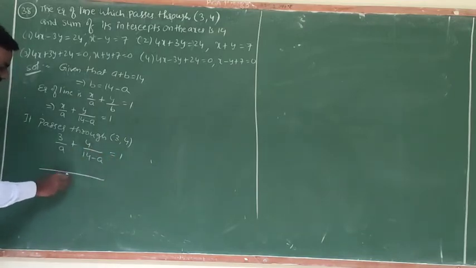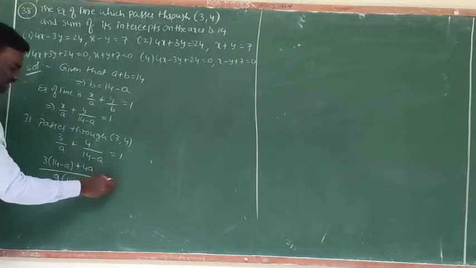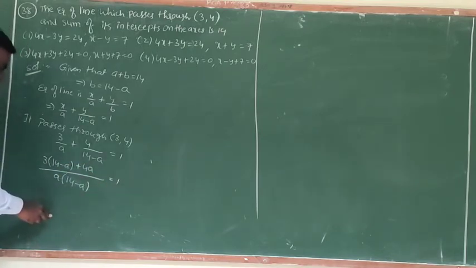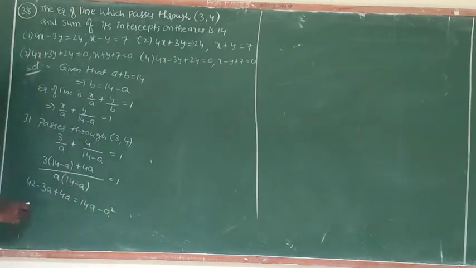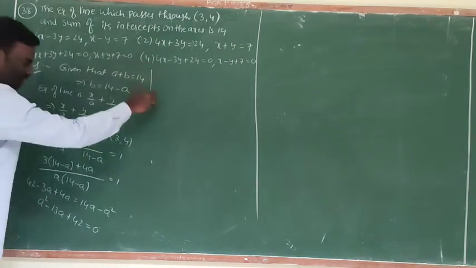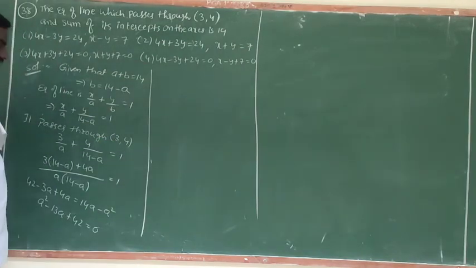Take the LCM. a into 14 minus a is the LCM. 3 into 14 minus a plus 4a equals 1 into a into 14 minus a. Now simplify, what will you get? 3 into 14 is 42, minus 3a plus 4a, equals 14a minus a square. Then this is a square minus 14a minus a, that is minus 13a, so a square minus 13a plus 42 equals 0. Finally, we got a quadratic equation.